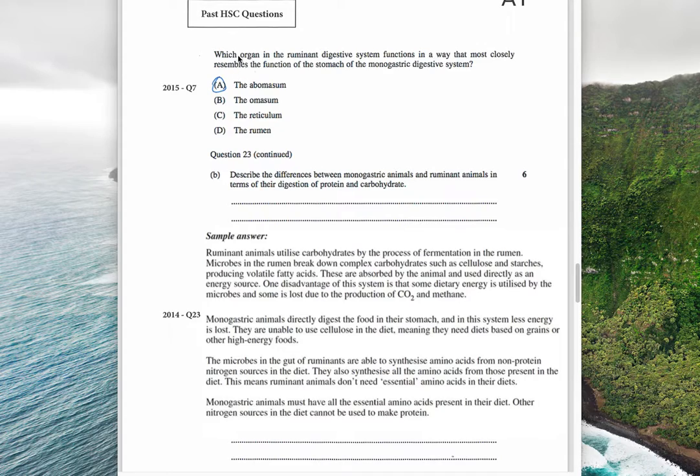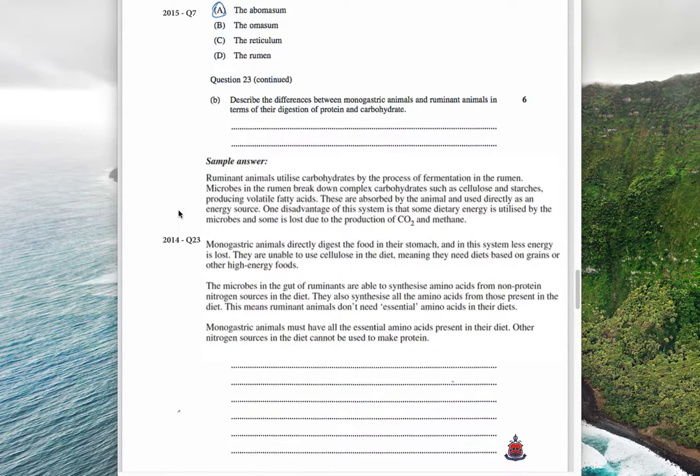All right, so which organ in the ruminant digestive system functions in a way that most closely resembles the functioning of the stomach of the monogastric? And that's the abomasum, as I've said a few times. Describe the differences between the monogastric animals and ruminant animals in terms of digestion of protein and carbohydrate.